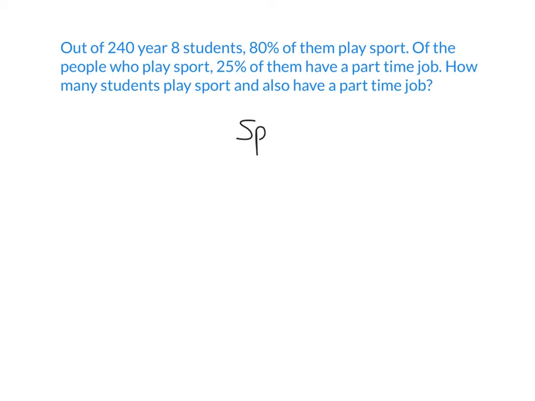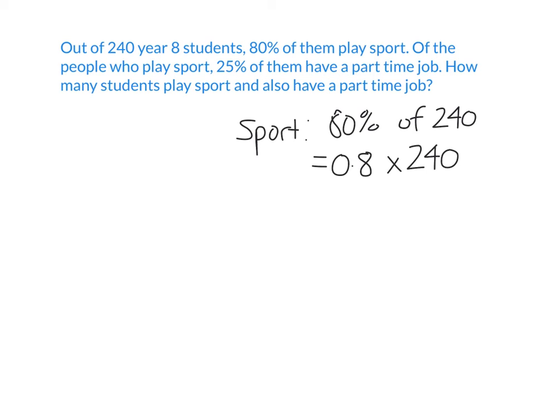So to calculate how many students play sport, it's 80% of 240. We know how to do this. All we need to do is convert 80% to a fraction or decimal. So as a decimal, it's 0.8, and then times by the quantity, which is 240. If you put that on your calculator, you should get 192. So 192 students play sport.